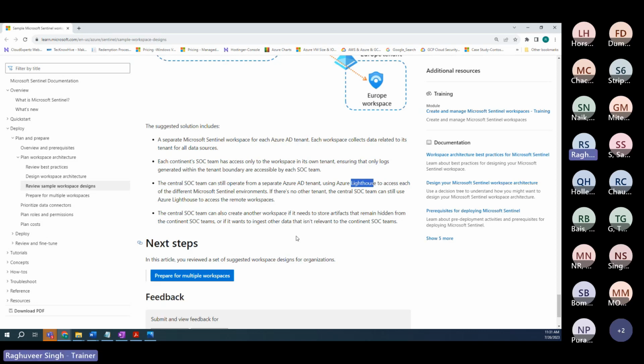You can use Lighthouse for infrastructure monitoring as well. When you are monitoring the infrastructure for multiple customers, you can use Lighthouse for multi-tenant management. Which basically means that if you need access to multiple customers' environments, instead of asking them to create an account for yourself, you can use Lighthouse, through which you can get authorization to their environment and have access to it. That's what Lighthouse is all about.